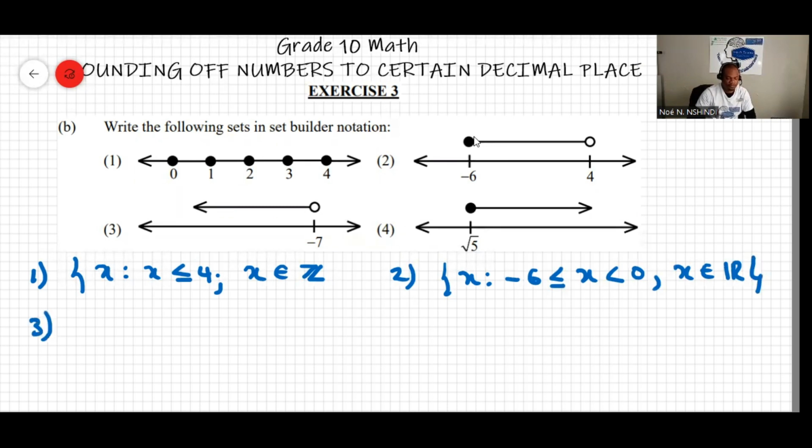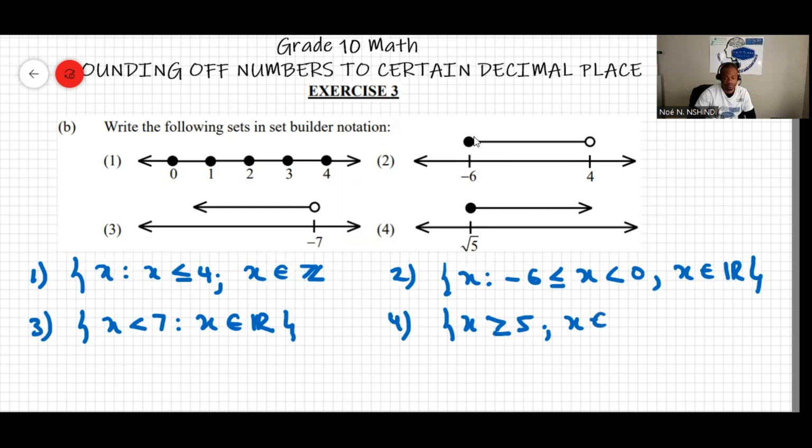Question 3, it's x is lesser than 7. X is lesser than 7. X is a real number. Okay, and then question 4, we can say that x is greater than or equal to 5, and then x is a real number.